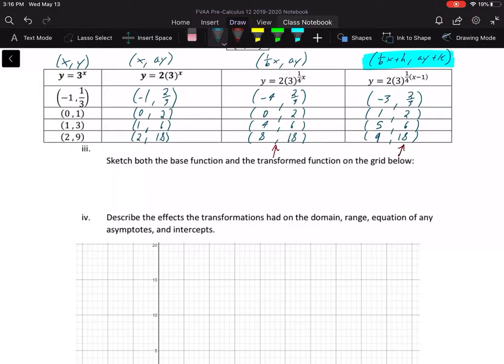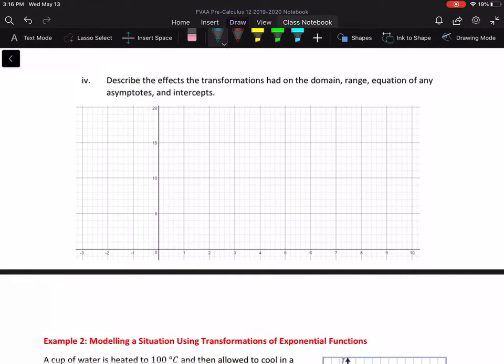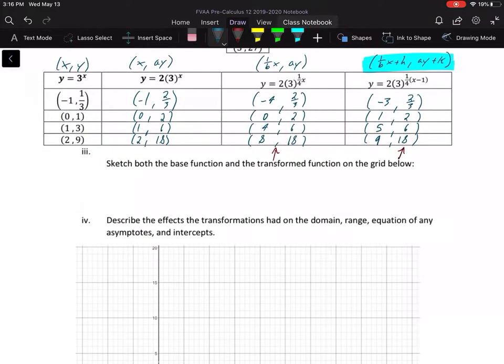So now we're going to sketch both the base function and the transformed function on the grid below. The values for the base function are these ones here, and the transformed function would be these ones here. So these are the two lines I'm going to graph. This is going to be with the green line. This is going to be with the red line.